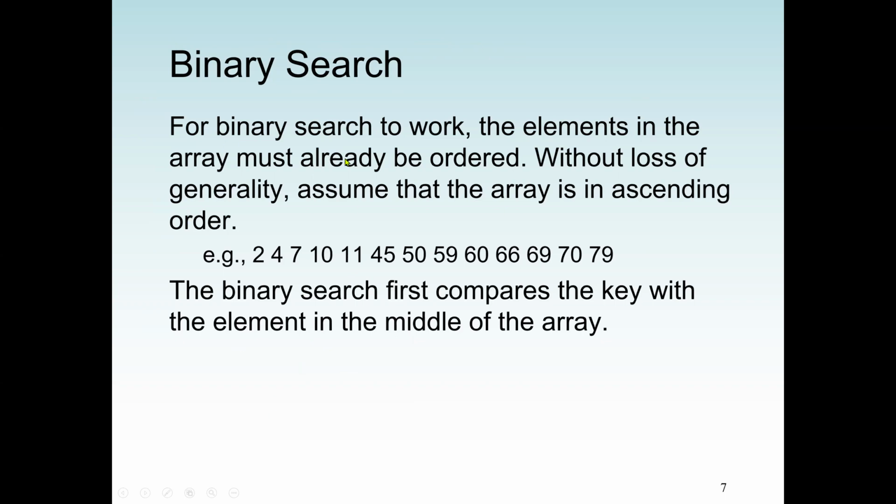So here we say for binary search to work, the elements in the array must already be ordered. So it has to be sorted in ascending order. Without loss of generality, assuming the array is in ascending order, for example, we have 2, 4, 7, 10, 11, 45, up to 79. It is sorted in ascending order. The binary search first compares the key with the element in the middle of the array.